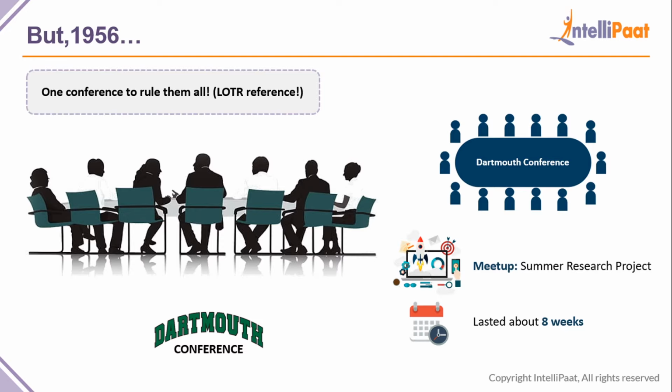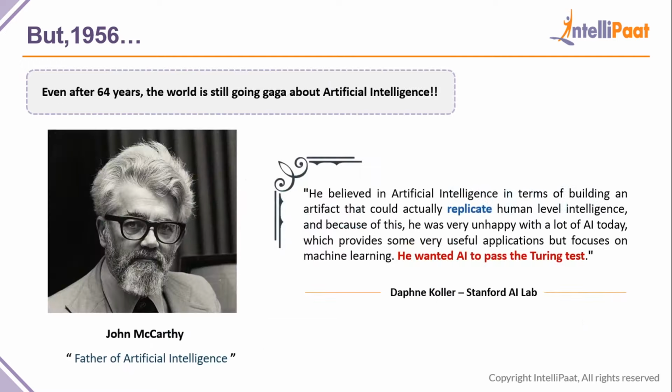There's this conference called the Dartmouth Conference. It was a group of scientists meeting together for a summer research project, and this project lasted for about 8 weeks. The Dartmouth conference was where Mr. John McCarthy, the person who's called the father of artificial intelligence, because he was the person who coined the term artificial intelligence. And think about it, 64 years after this, the world is still going mad about artificial intelligence, right?